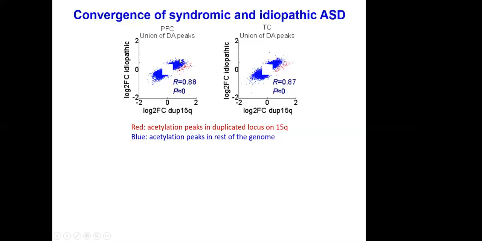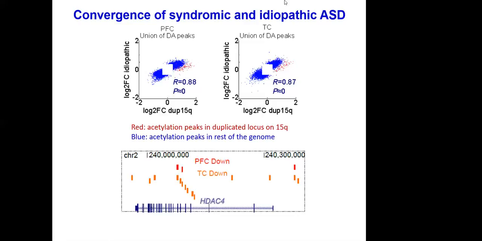So even the ChIP-seq peaks that are not in the duplicated locus have more aberration in Dup15q than in idiopathic. So genome-wide, not just in the duplicated locus, the ChIP-seq change is greater in the syndromic individuals than idiopathic, but correlating in the same direction. So at the epigenomic level, these Dup15q individuals are the same as idiopathic, only more in that direction, slightly worse.